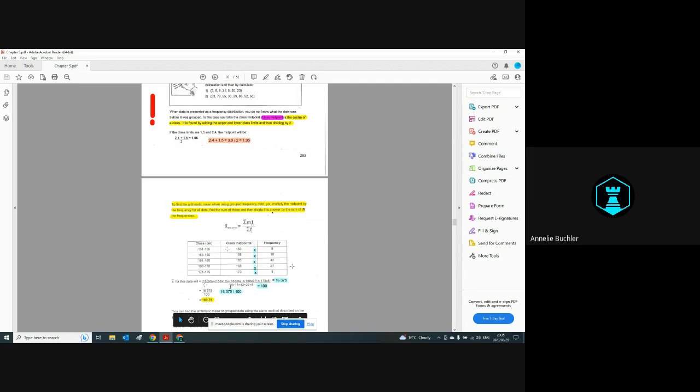If you add your frequencies, it's going to add up to 100. This is where that 16,375 over 100 comes from. Now you're going to divide it. So your answer is 163.75. This is the arithmetic mean if you use grouped frequency data.